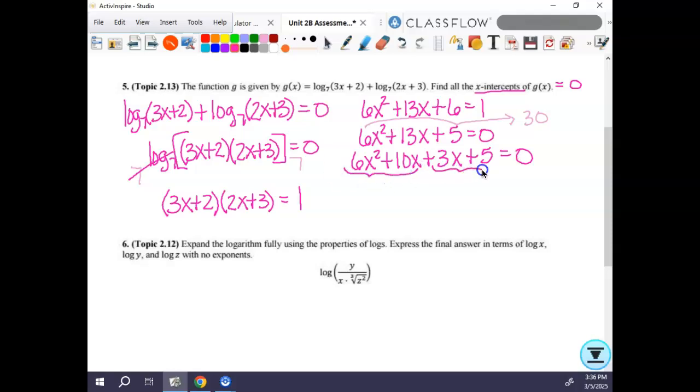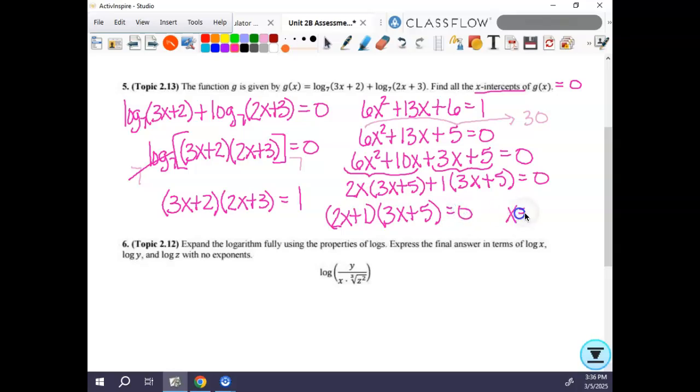I got this and this. So I can factor out a 2x, which leaves me with 3x plus 5. Factor out a 1, 3x plus 5 equals 0. So 2x plus 1 times 3x plus 5 equals 0. So I get that x equals negative 1/2 and negative 5/3.